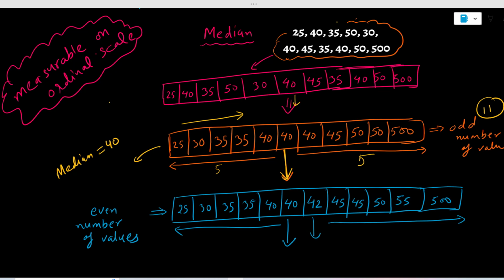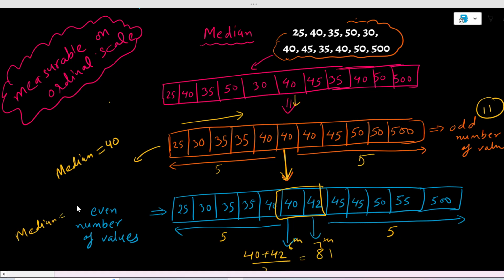Well, let's say this is even number of values. These are total 12 in number. The middle value, we will again arrange it in increasing order, then divide the data into 2 parts, and we know that this side it is 5, this side it is 5, and the middle values are 6th and 7th value. And what we do to find out the median? We do the mean of these two middle values. So we do 40 plus 42 divided by 2. In this case, median is equal to 41.